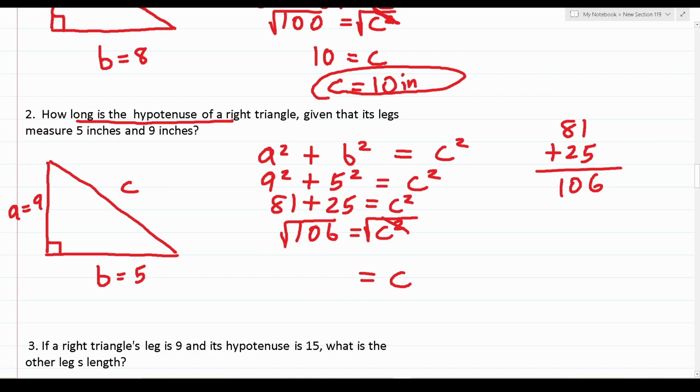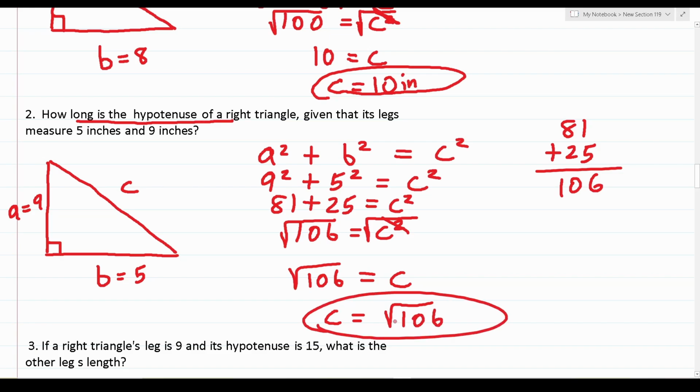And as it happens, we can't simplify this any further. 106 has two factors, notably 53 and 2. So this is going to be c equals the square root of 106. And in math, it's customary to write the value for which you solved on the left. So this is c equals the square root of 106. All right, so that's that one.